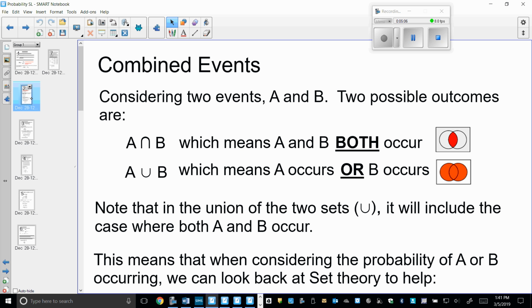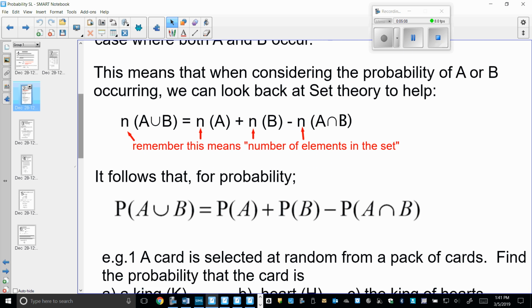That's where it comes down to now, in that if we're talking about the union of something, it would be the probability of one event happening plus the probability of another event happening, but we must take away the probability of the intersection, because otherwise we've counted those twice.